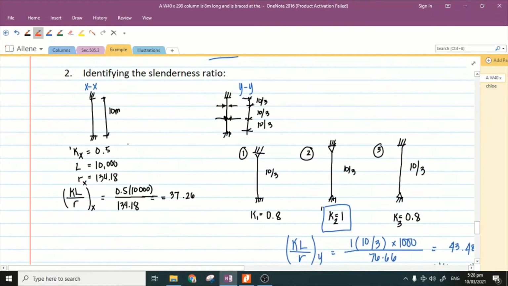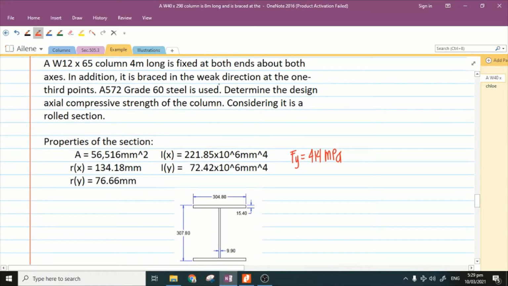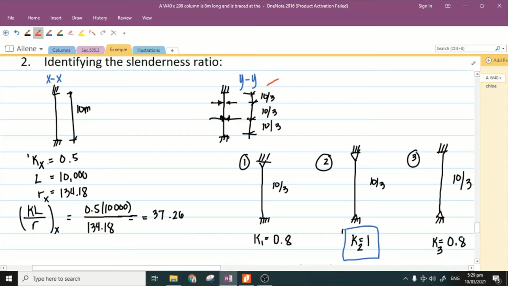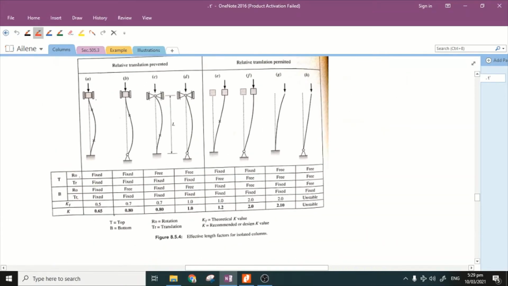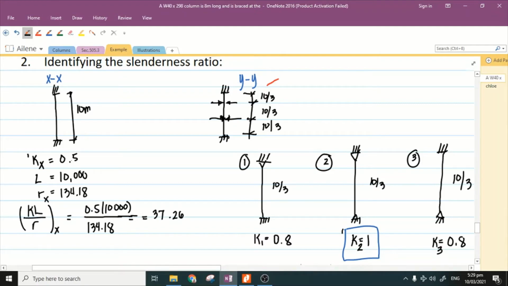So, given the condition, it is fixed at both ends about both axes, and it has bracing in the weak direction at the 1/3 points. Meaning, this is how it will look. For the XX plane, we have fixed support at both ends, and for the YY, we have this figure. So let us start with X. Since both ends are fixed, if we look again at our table, we have 0.65. So this is 0.65, not 0.5. I got the theoretical value. So, 0.65.